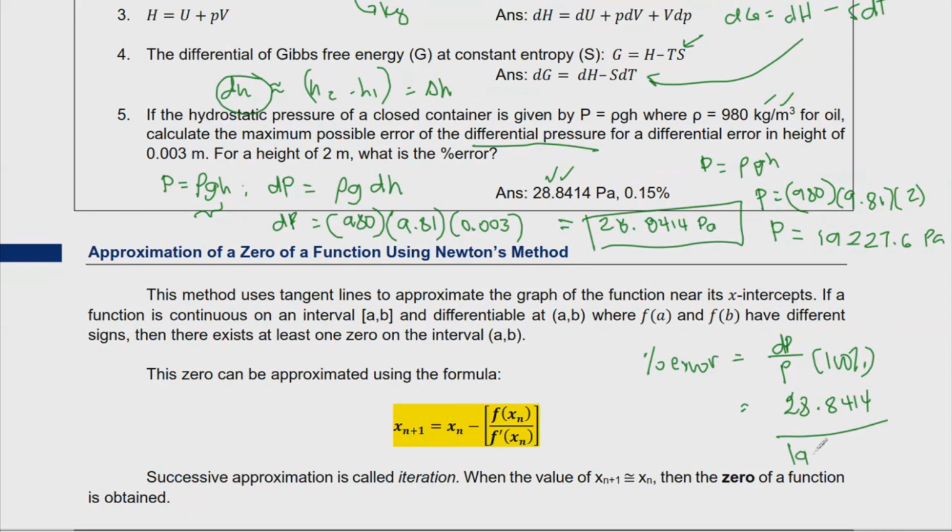Anyway, so that's 19,227.6 times 100%. So you'll be able to obtain the answer for this, which is actually equal to 0.15%. So this is equal to 0.15%. So that's it for our next question.